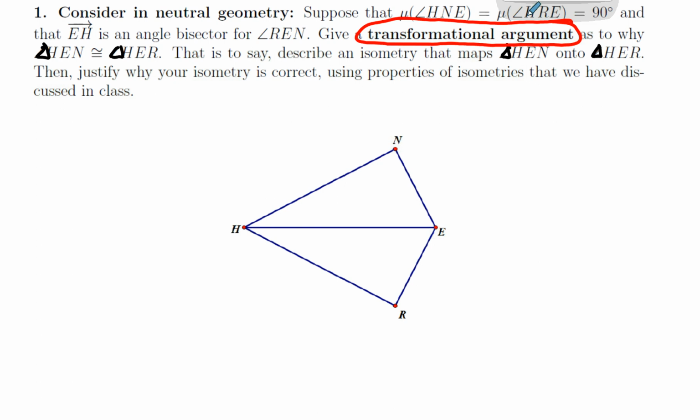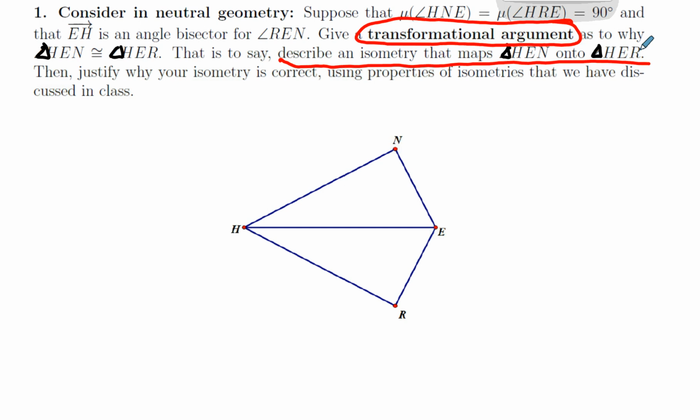That is to say, we're going to describe an isometry that maps triangle HEN onto triangle HER, and then we're going to justify why the isometry is correct. Now, we know that our triangles are congruent, if we're careful, by angle, angle, side. But remember that this part of our course imagines that we never had side angle side or angle angle side or any of those, and we instead postulate the reflection postulate. So we're going to run a transformation-based argument as to why the two triangles are congruent.